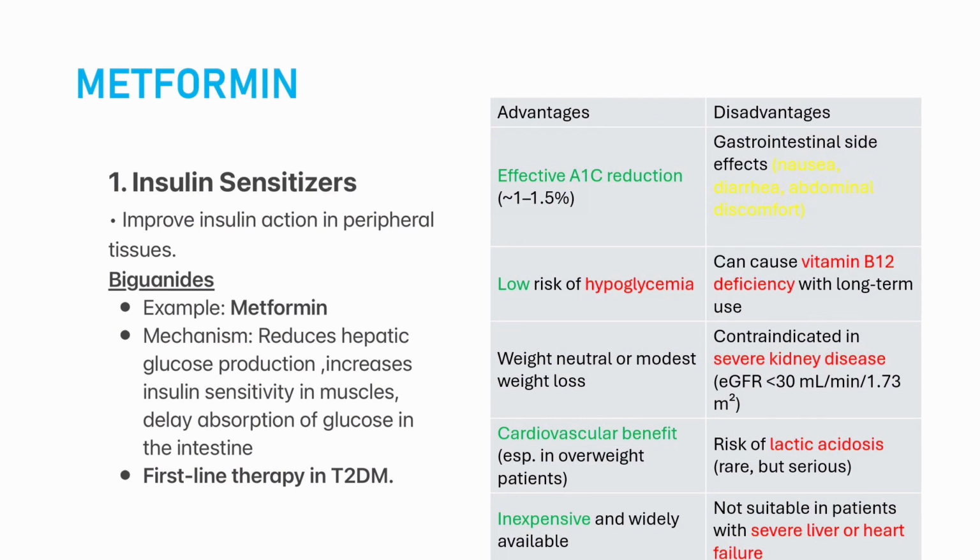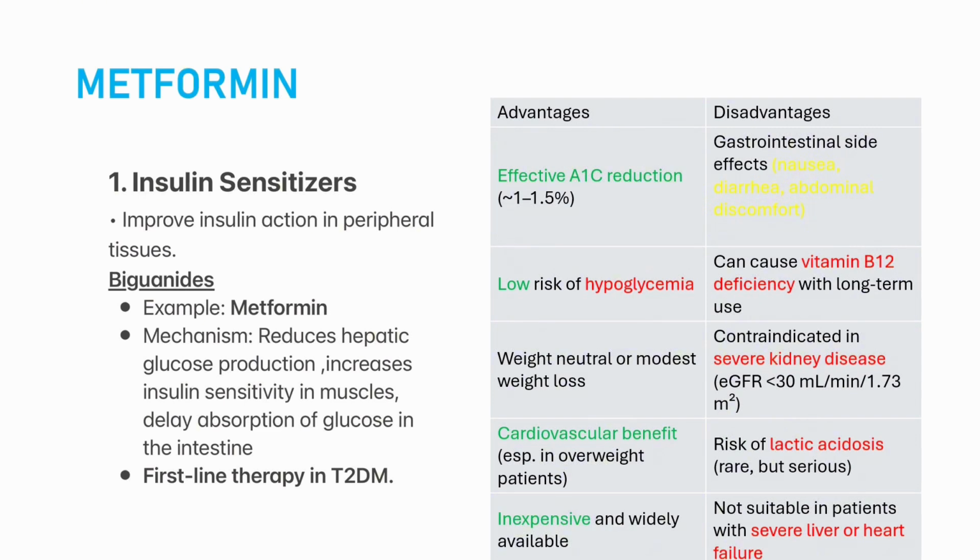Then it is contraindicated in severe kidney disease, especially when the GFR is less than 30 ml per minute. Then there is the risk of lactic acidosis. It's rare, but it's a serious one. So how do we diagnose lactic acidosis? The serum lactate level normally is less than 2 millimole per liter, and it is severe lactic acidosis when it is greater than 4 millimole per liter, and the ABG will be altered. The pH will be less than 7.35 and PCO2 will be less than 42.